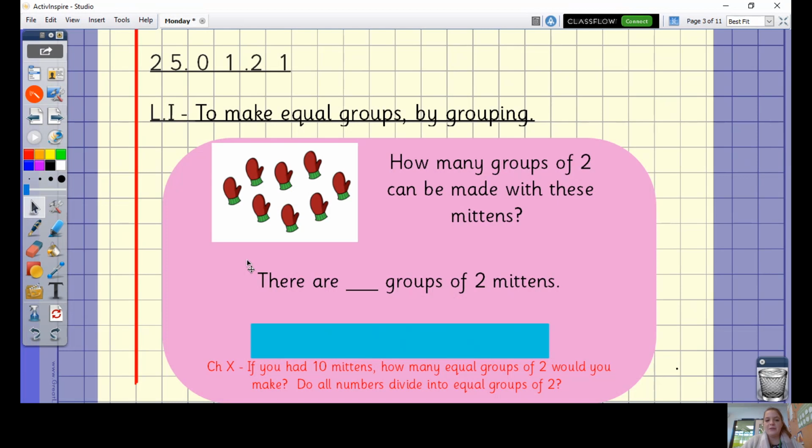Hopefully you've had a chance to have a go at collecting those objects and grouping them into 2s. Let's have a go at doing that together then. With my pen, I'm going to draw circles around them in groups.